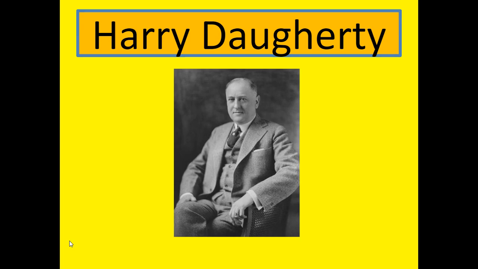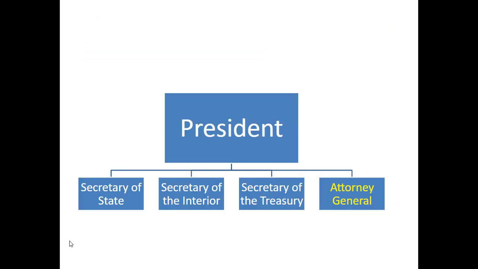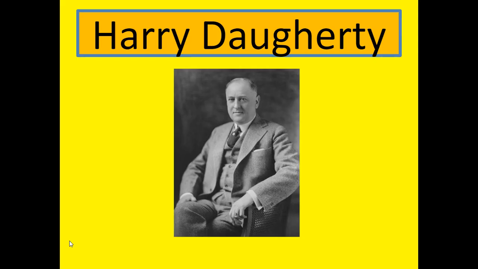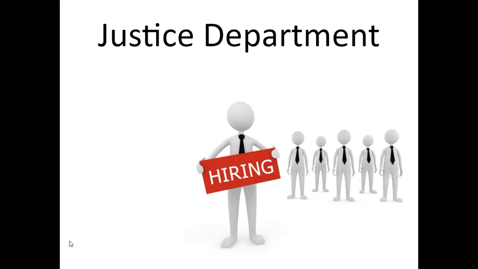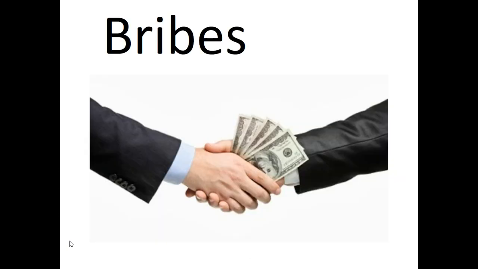Scandal number 2. Harry Doherty was also in Harding's cabinet as Attorney General. That means he's in charge of enforcing the law, the top cop, essentially. Harry Doherty, again, was hiring for the Justice Department, which he was in charge of, and he took bribes to hire people. So that's going to be out there. Once again, was Harding in on it?